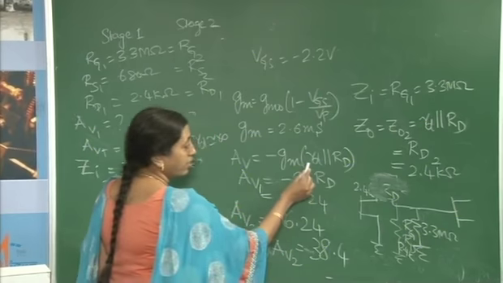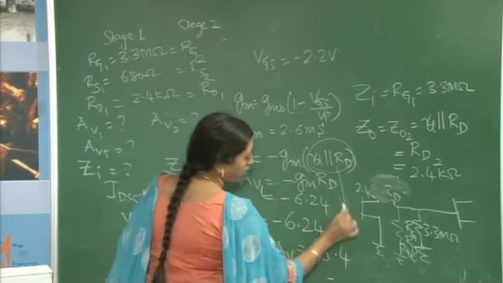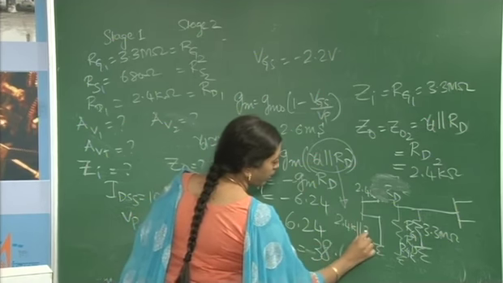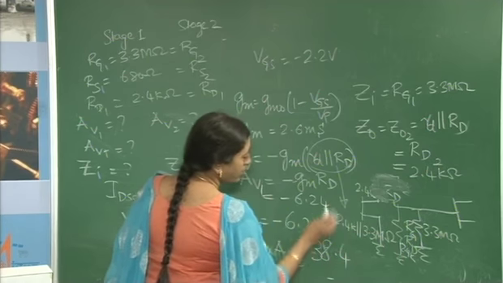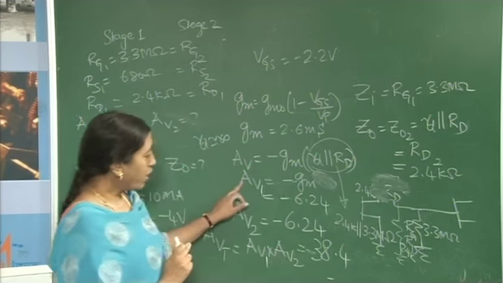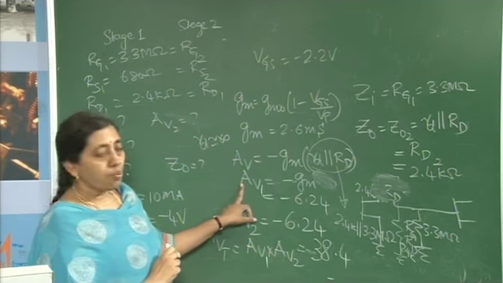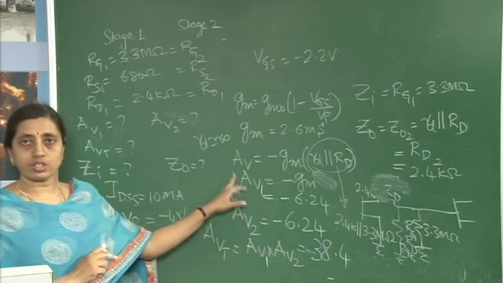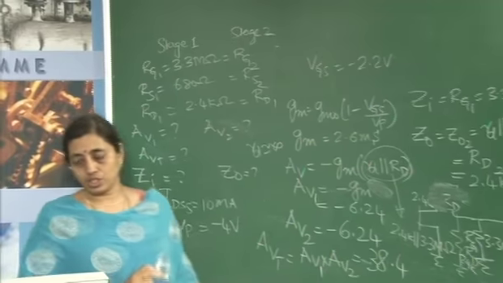So, this RL, Rd parallel with Rg, is nothing but 2.4K parallel with 3.3 mega ohms. This value you have to use here in order to find the voltage gain of the first stage. So, in a cascaded configuration, we have to consider the loading effect. That is what we can understand from this discussion.